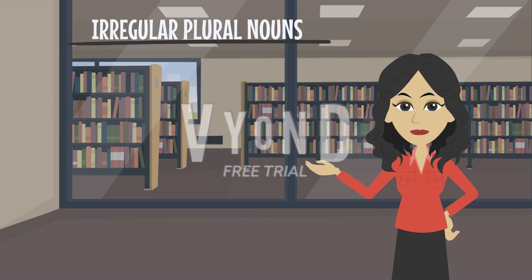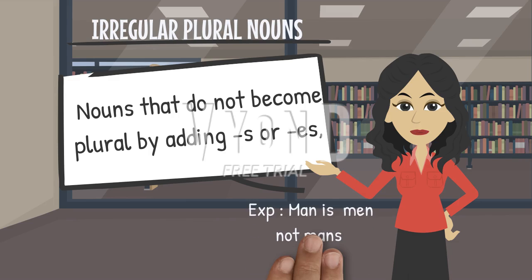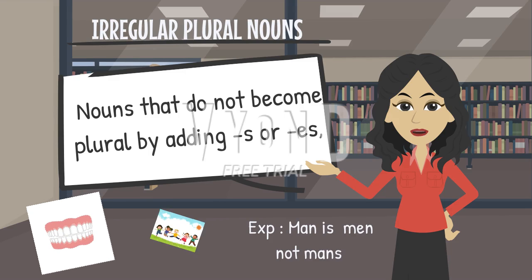Irregular plural nouns. They are nouns that do not become plural by adding s or es, as most nouns in the English language do. You are probably familiar with many of these already. For example, the plural form of man is men, not mans. There are others, such as foot, feet, woman, women, tooth, teeth, child, children.